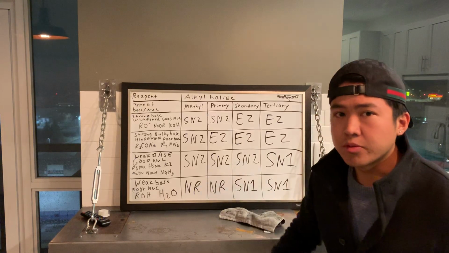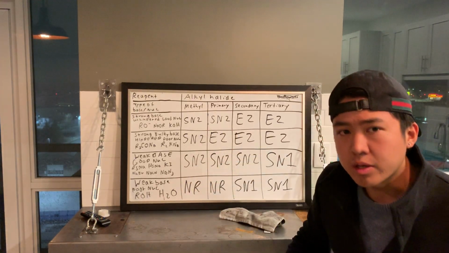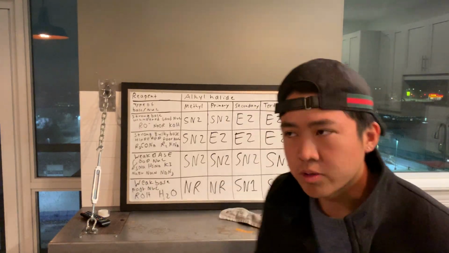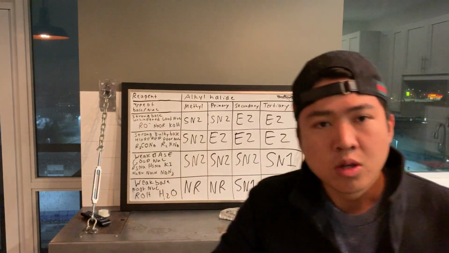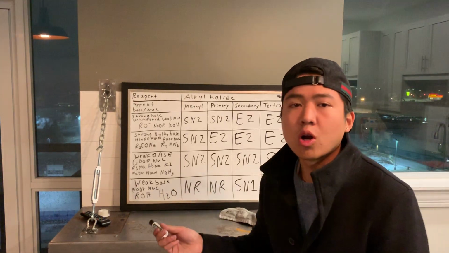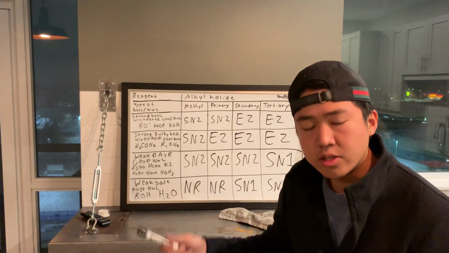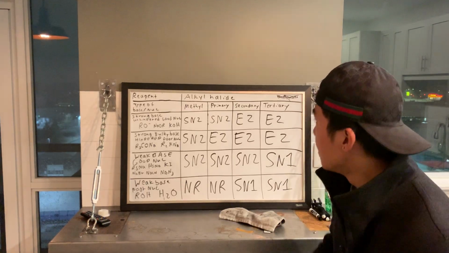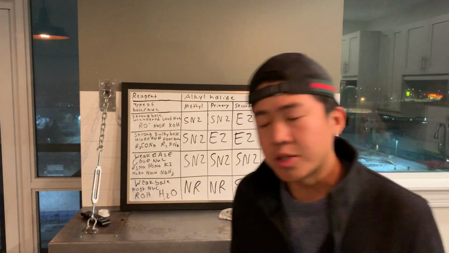What if I attack a methyl? What if I attack a primary? FYI, primary just means there's one carbon attached to it. Secondary means there's 2 carbons attached to it. Attached to what? The alpha carbon that's attached to the leaving group. Okay? And then tertiary, 3 carbons attached to it.